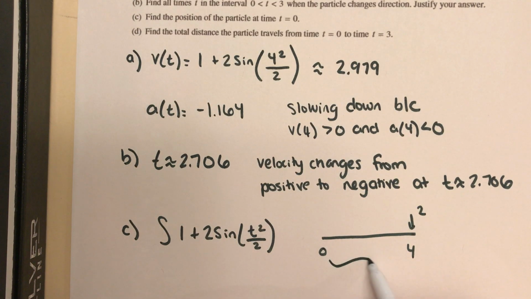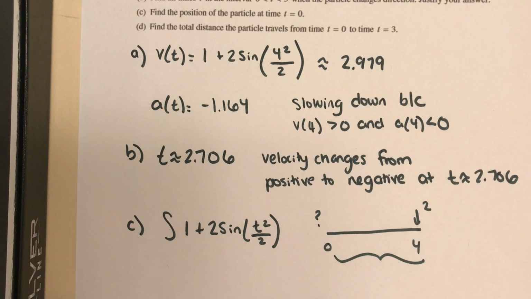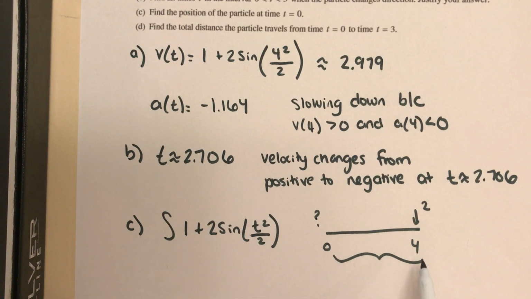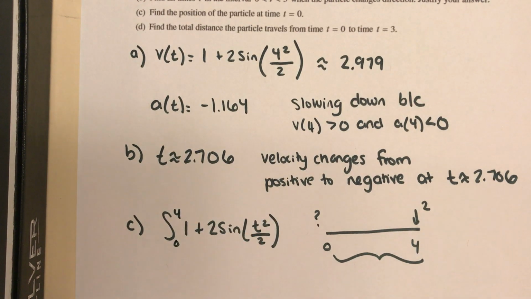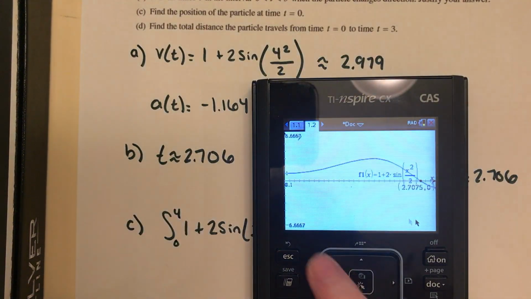If I could find the distance that they went, I could subtract these two numbers. So this is like the total distance minus the ending position. Then I could probably figure out my starting position. So for example, if I start at -1 and I end up at 2, that means I would have had to have traveled a total distance of 3 to get there. So I'm going to go from 0 to 4 and calculate that. I'm going to use my calculator.